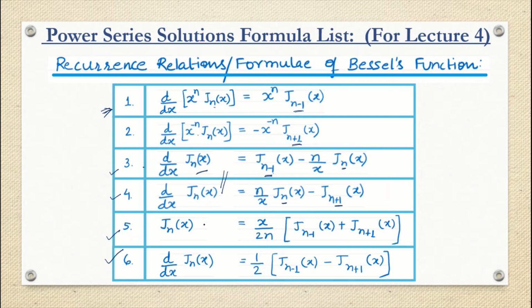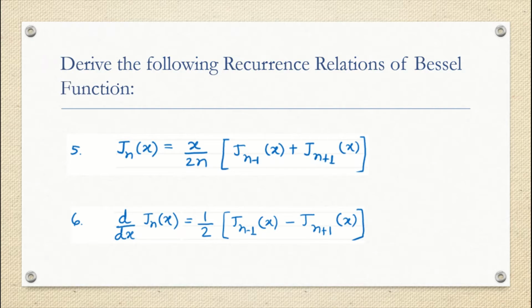And for the fifth and sixth, we see that the recurrence relation is in terms of the previous order of Bessel function and the next order of Bessel function. Similarly in the sixth also, the relation is between the previous order and the next order. So now we will derive this fifth and sixth recurrence relation.